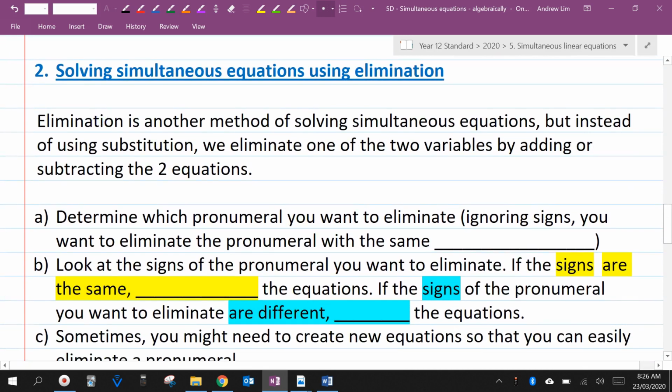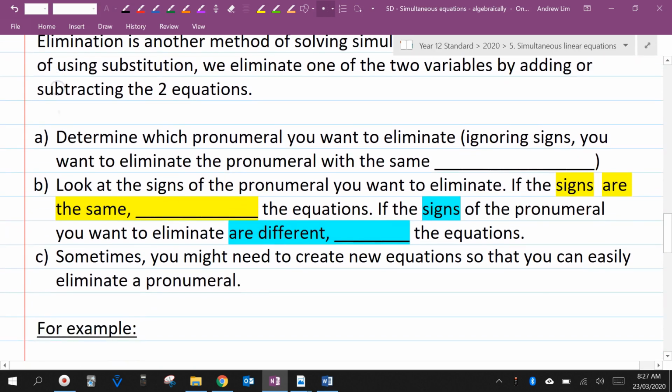So now we know how to solve simultaneous equations using substitution. We're going to have a look at the second method, which is by using elimination. Elimination is another method of solving simultaneous equations, but instead of using substitution, we eliminate one of the two variables by either adding or subtracting the two equations. So this is very important for you to remember.